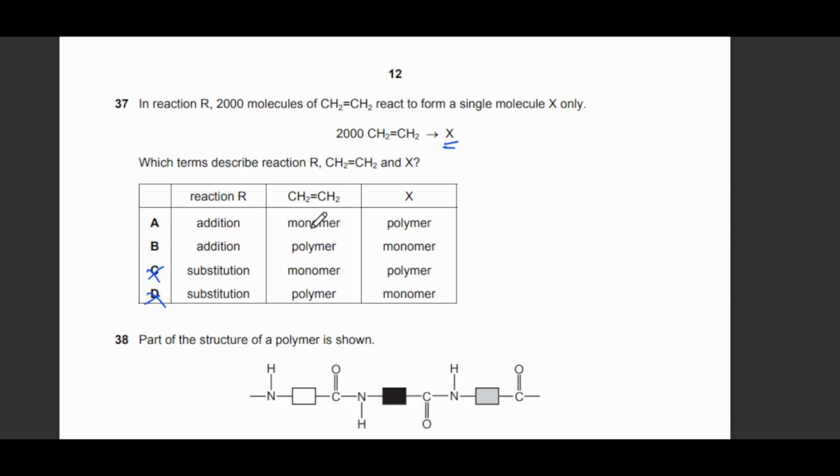Next, since you have 2000 of CH2, this has to be a monomer, right? Monomer is a single unit. Polymer is when you chain all the single units together to make a polymer, right? So therefore, the monomer has to be the ethane. Therefore, it's A. And the X has to be polymer.